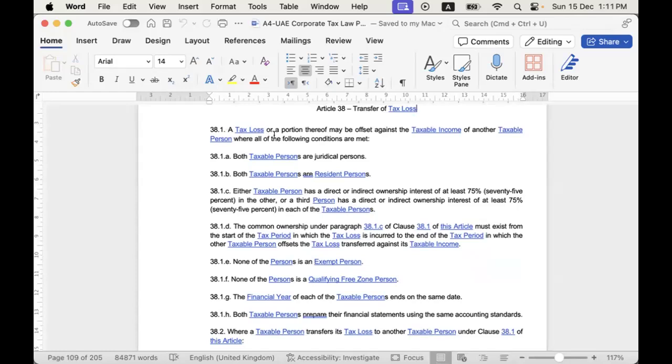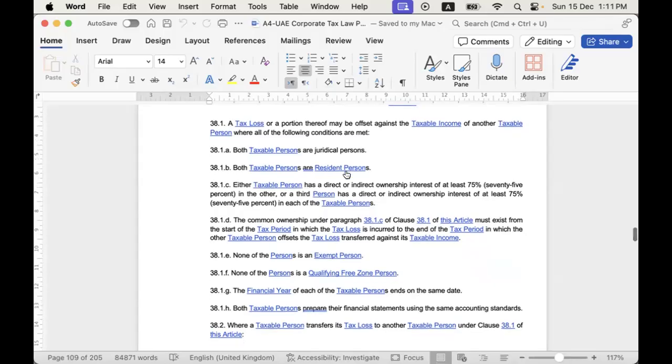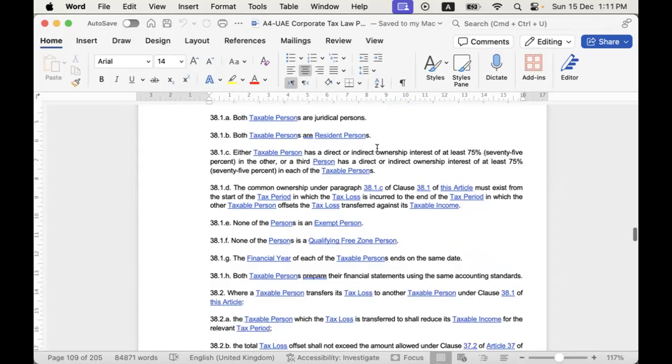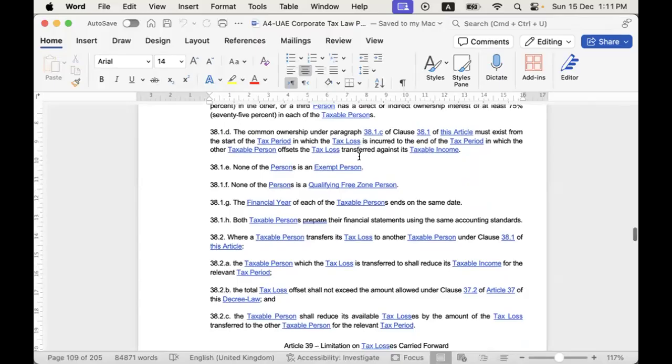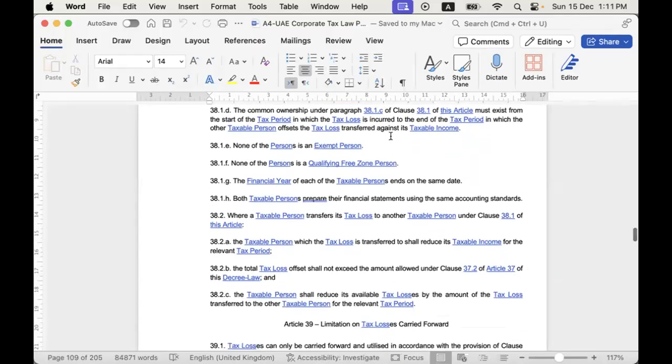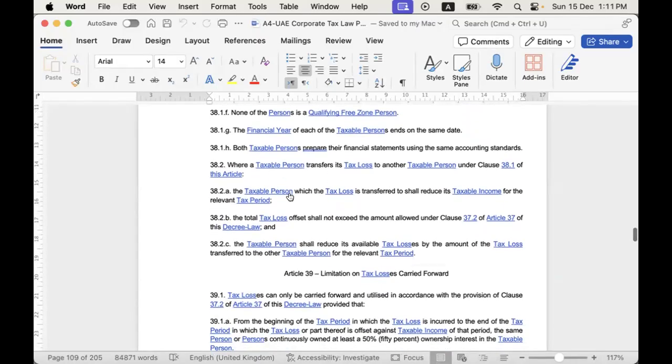A tax loss or a portion thereof may be offset against the taxable income of another taxable person where the conditions are met. Both are juridical persons, resident persons, 75% ownership. Common ownership must be vesting for the entire tax period. None of the persons is an exempt person or qualifying free zone person, same financial year, same standard. Now, I think beyond this, we will find the answer.